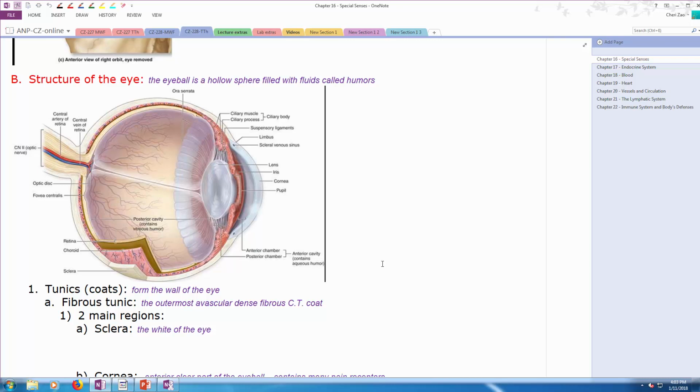So the anterior cavity has the aqueous humor, and what's unique about the anterior cavity? It's subdivided into chambers. We have an anterior chamber and a posterior chamber. What's the dividing line between the anterior chamber and the posterior chamber? The iris. The dividing line between the anterior cavity and the posterior cavity? The lens.